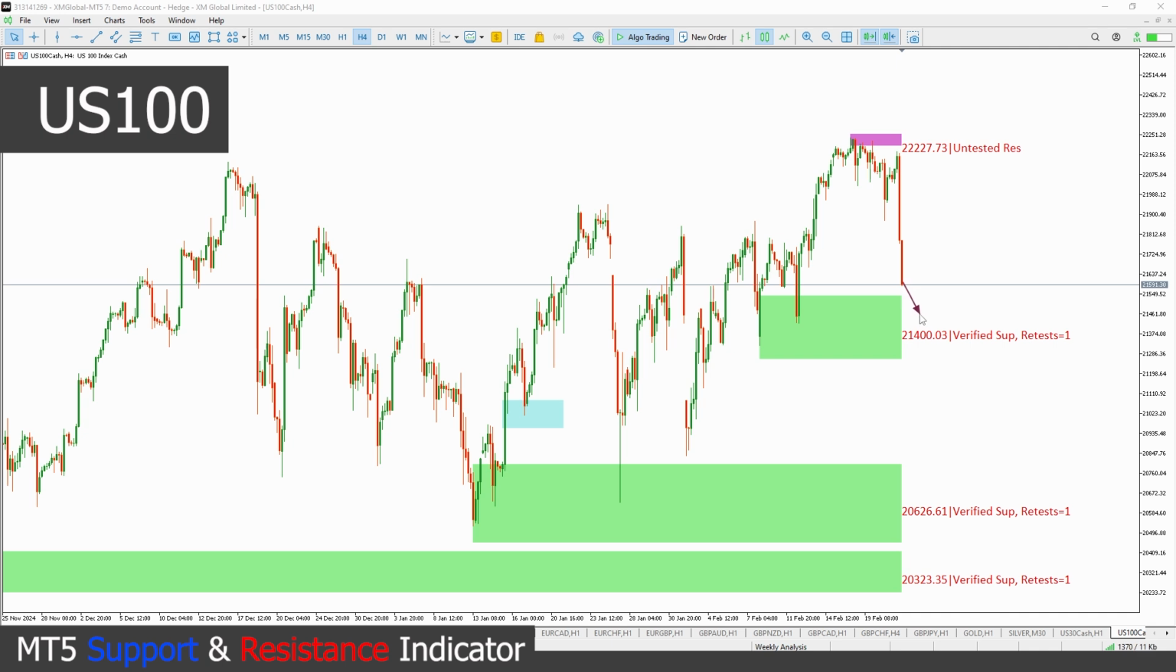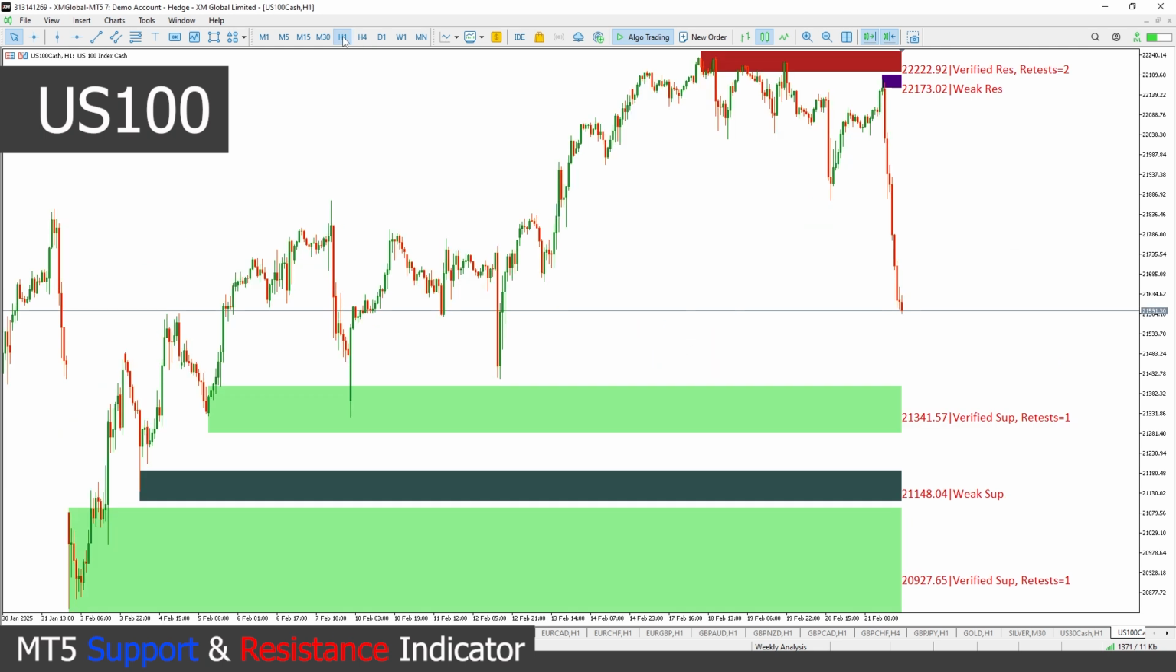So right now we have two options. We can come all the way down to this area, then we start bouncing back. If we break below this one, we can fall all the way down to here, then we start going back up. So now we have two levels to watch, the 21,400. It's very important. So now I'm going to go to the 1-hour time frame.